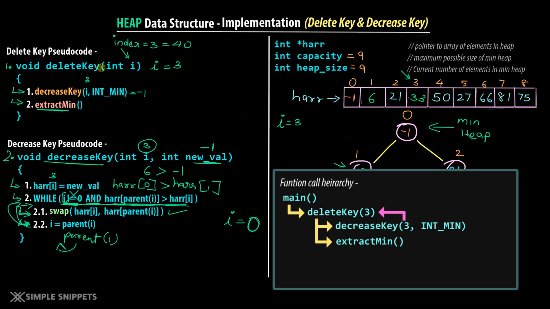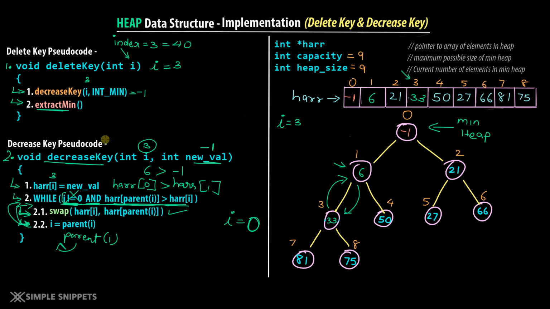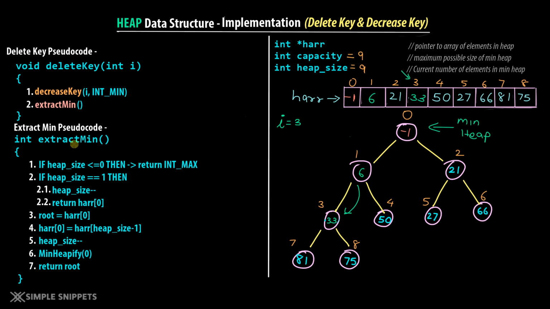So let's quickly go to the steps of extract min, and I'll rush through them because we've already seen that in previous tutorials, so I don't want to drag that too much. Okay, so this is the extract min pseudocode. Let's go step by step quickly. First step, we check if heap size, which is 9 right now, is less than or equal to 0? No, it is 9. Second step is heap size equal to 1? No, heap size is 9. So the first two steps will not be executed. We'll go to step 3. We'll say root equals h array of 0. We've made it -1, so root is going to have -1.